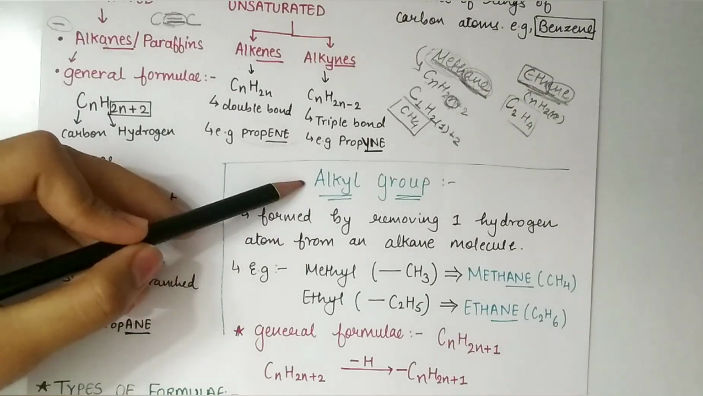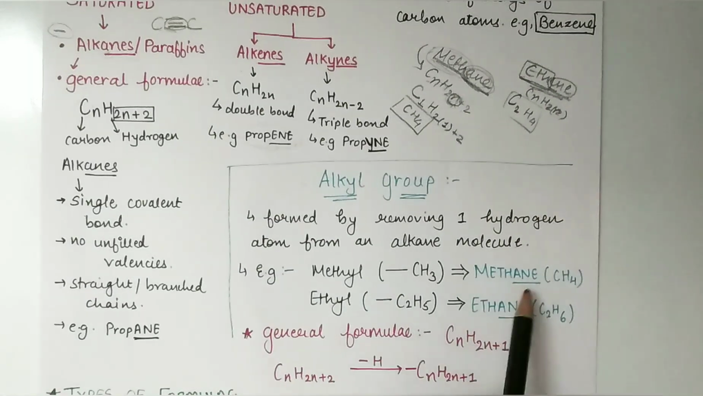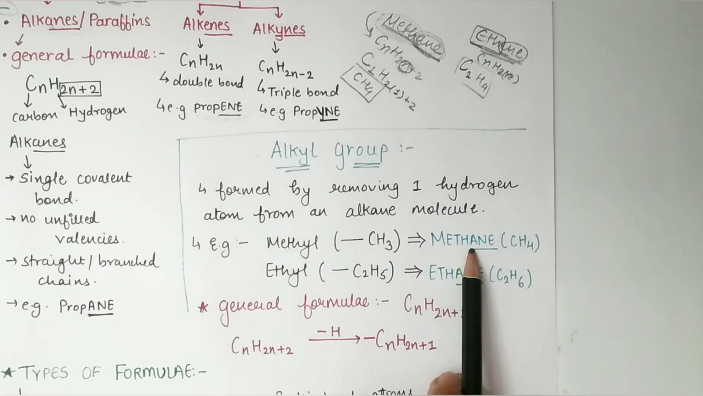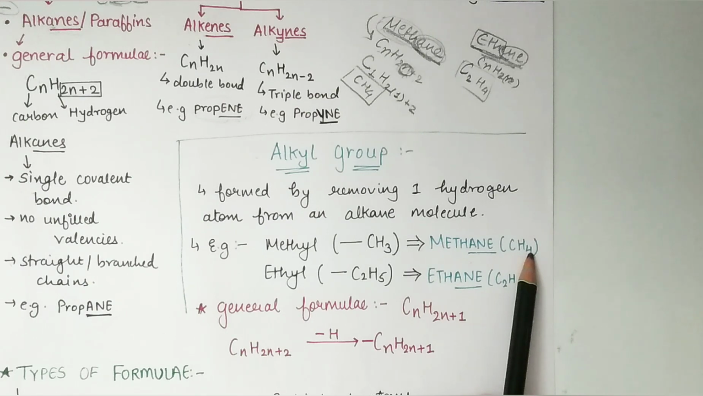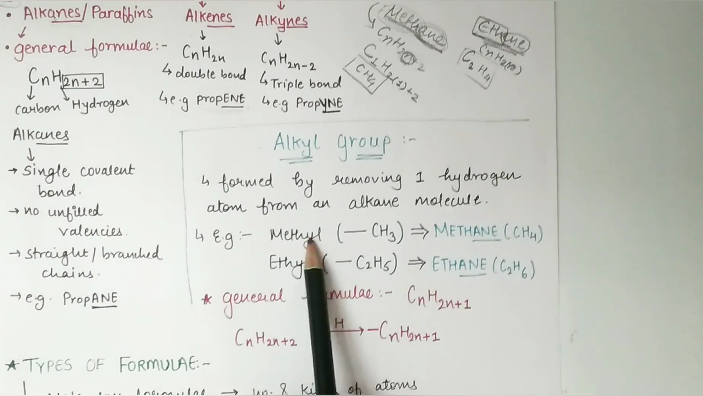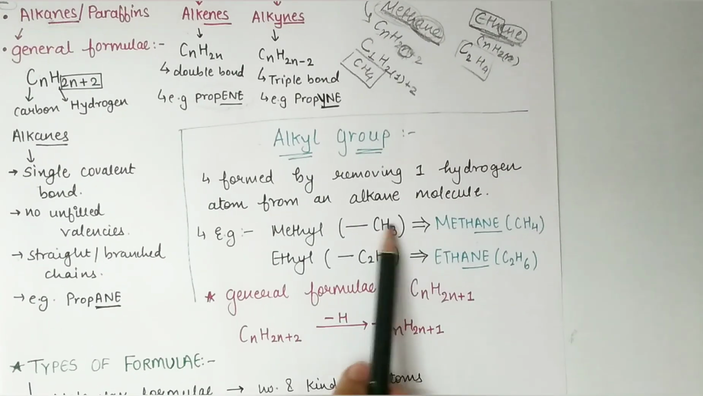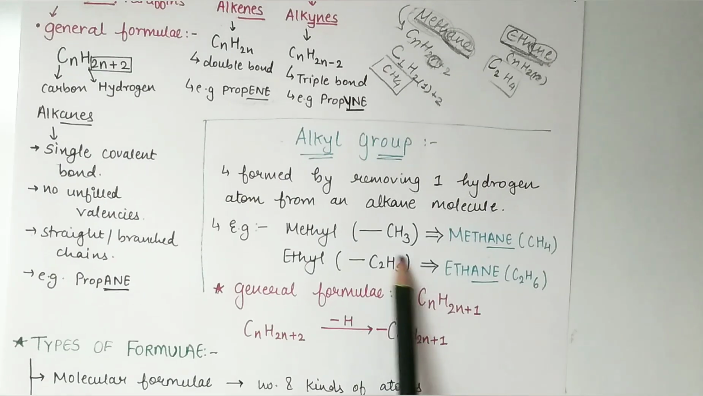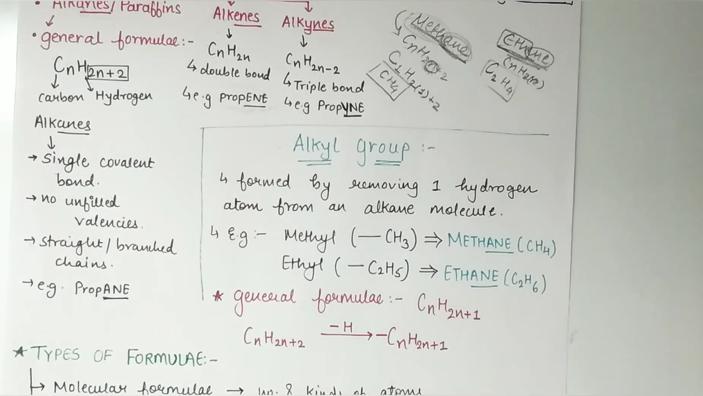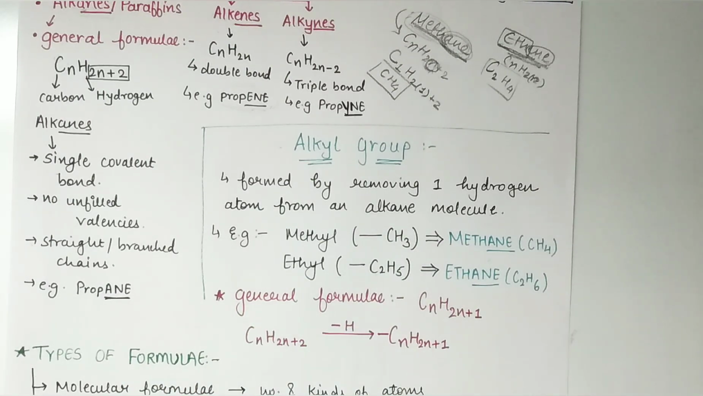Next, there is a special group called the alkyl group. Alkyl means it is a group that is formed by removing one hydrogen atom from an alkane molecule. Suppose there is an alkane molecule, methane. If I remove one hydrogen atom from methane, then it becomes methyl. You can see CH4, I removed one hydrogen atom, so it becomes CH3. Ethane has 6 hydrogen atoms. If I remove one, it becomes C2H5. You can see there is no effect on the carbon atoms. The carbon atoms remain as they are, but the hydrogen atoms get reduced by 1.